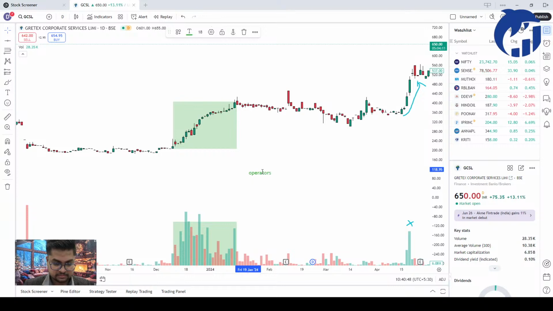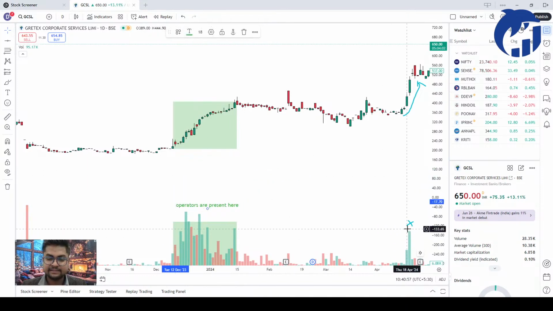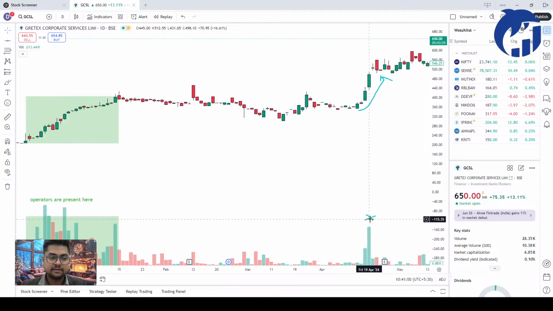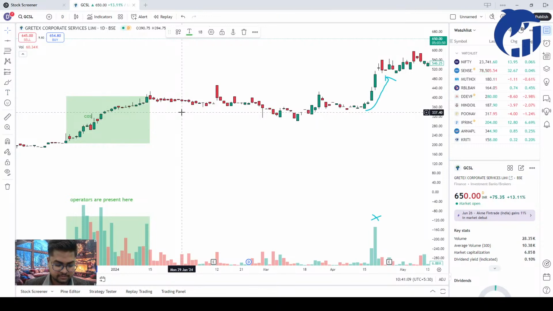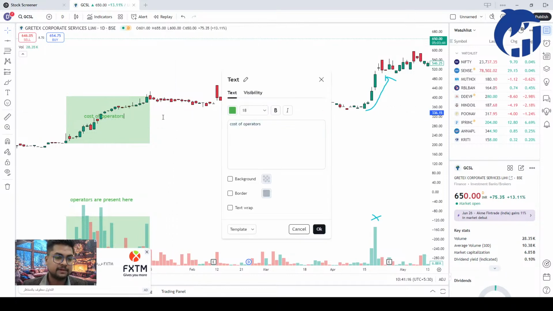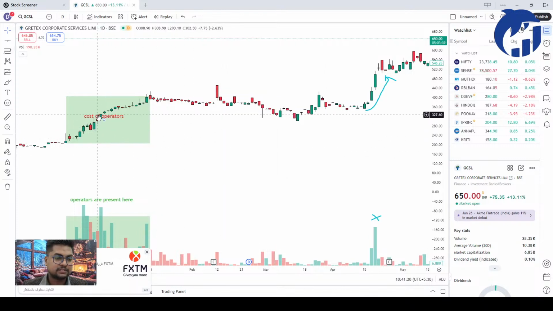Operators are present here at this level, and at this level, just look at this level. This is the position of the operator, the cost of operator. So just add this up, cost of operator. What do you mean by cost of operator? The position size which they are making. So just make this out.